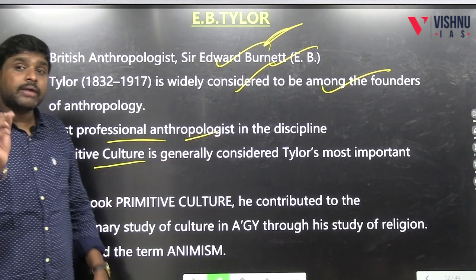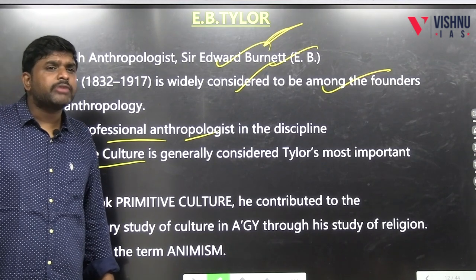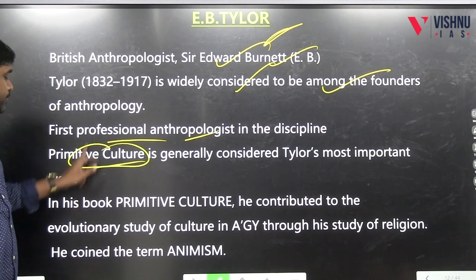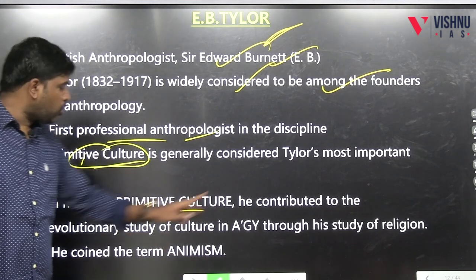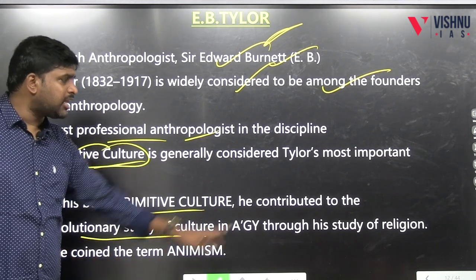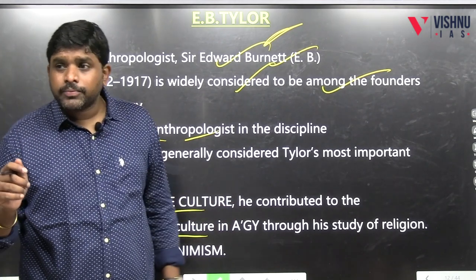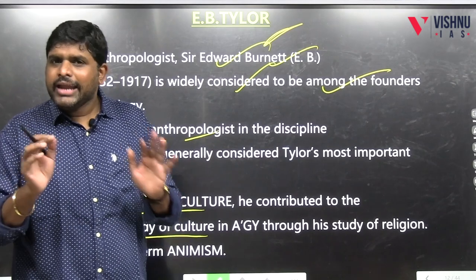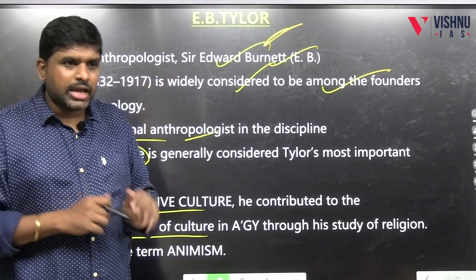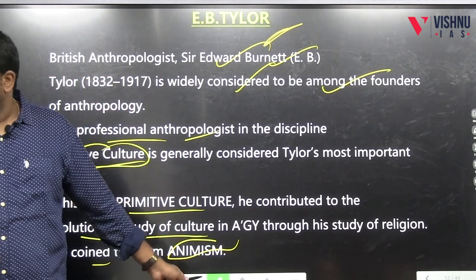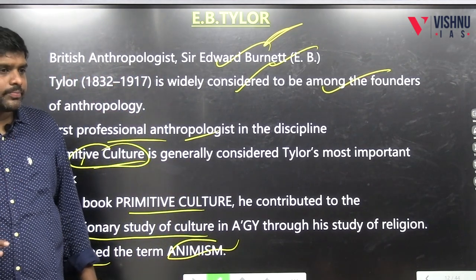Primitive Culture. Sometimes we have to remember books. I told you, which book is famous for E.B. Taylor? Primitive Culture, Taylor's most important book. In his work Primitive Culture, he contributed to the evolutionary study of culture in anthropology through his study of religion. E.B. Taylor is famous for religious studies, and for the first time he coined a term called animism.